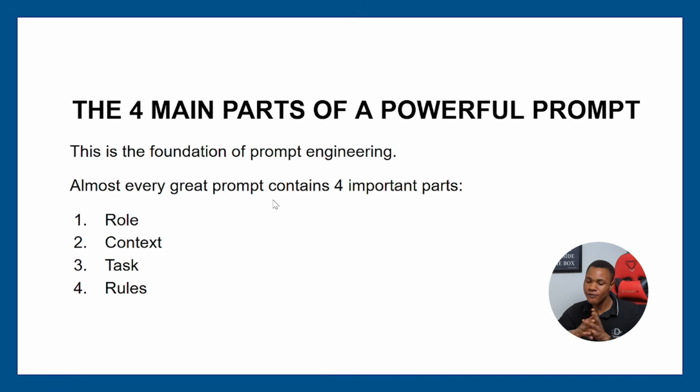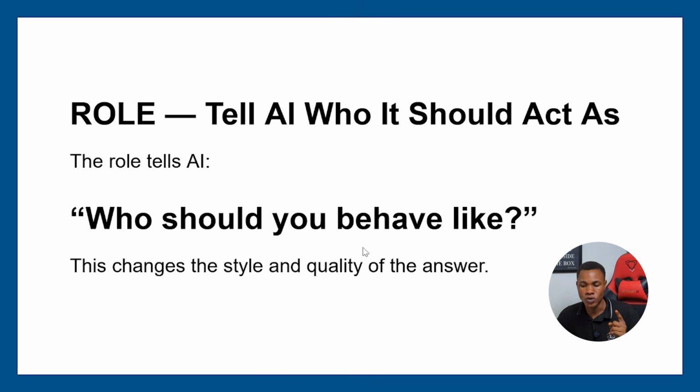All right, so we have 4 main parts. Number 1, we have the role, we have the context, we have the task, we have the rules. Your prompt must have these 4 things. It is very important. Once your prompt has these 4 things, you are doing a good job. From here you can learn others, but once your prompt has these 4 things, now let's explain it. Now, number 1, role.